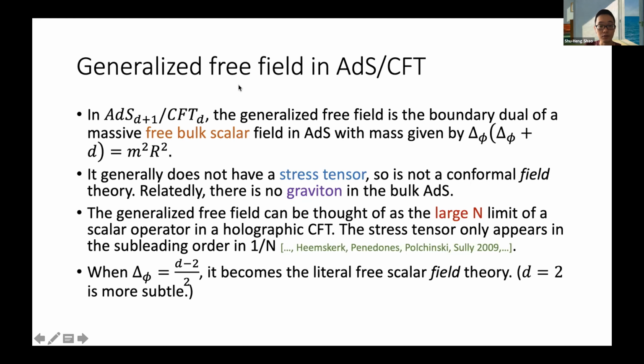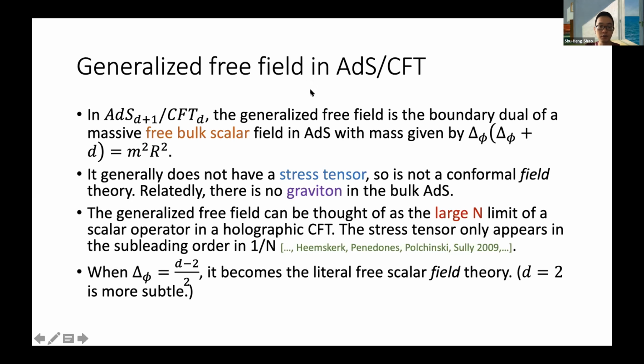Still, this generalized free field is relevant for a lot of physical AdS/CFT correspondence. It can be thought of as the leading large N limit of a scalar operator in a holographic CFT. The stress tensor only appears at subleading order in the 1/N expansion in the scalar OPE. And in the ordinary AdS/CFT, the generalized free field is the leading order result in large N, and people have done a lot in going to higher order in 1/N by including various interactions.